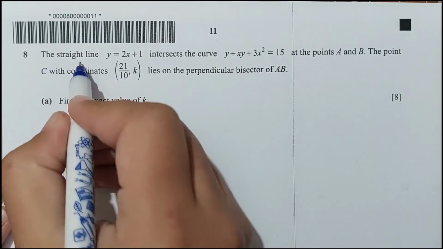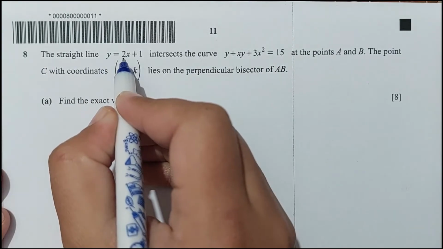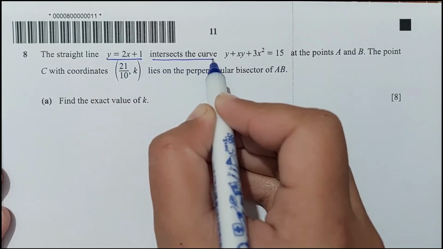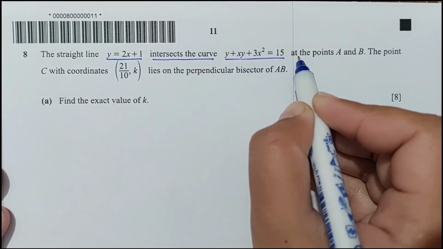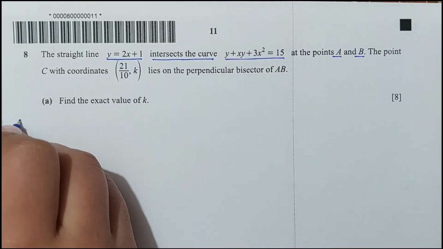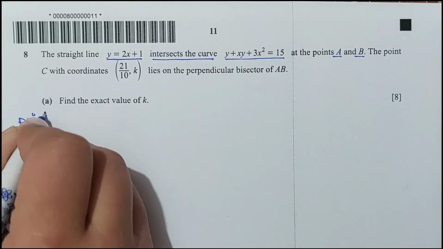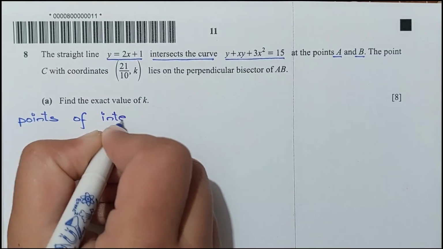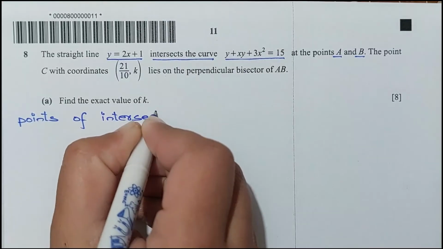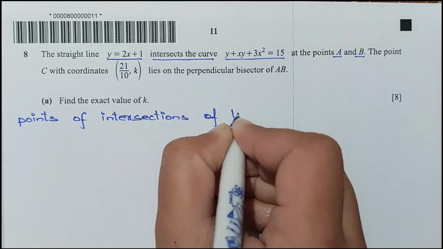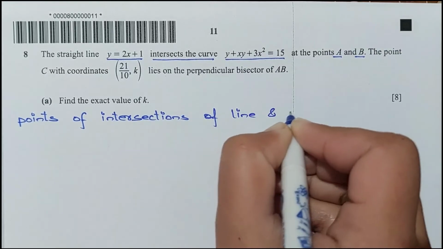Question number 8. A straight line y equals 2x plus 1. This is a straight line. It intersects the curve, this curve, at points A and B. Okay, so first let me find out the points of intersection of the line and the curve.